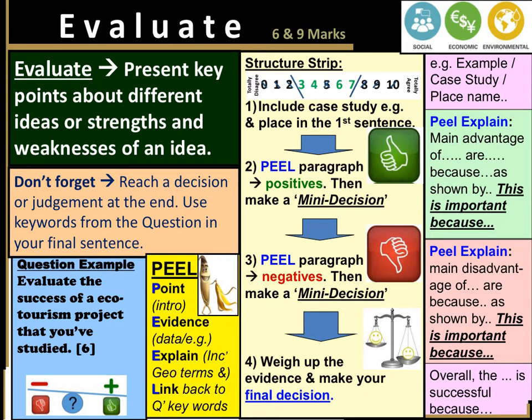On the right hand side, you've got some information there, some sentence starters. So things like the main advantage of, this is because, this is shown by. You've then got disadvantages, so the main disadvantages of, this is shown by, and then of course the mini conclusion. This is important, successful, effective, significant, those kind of words, and of course your overall conclusion.